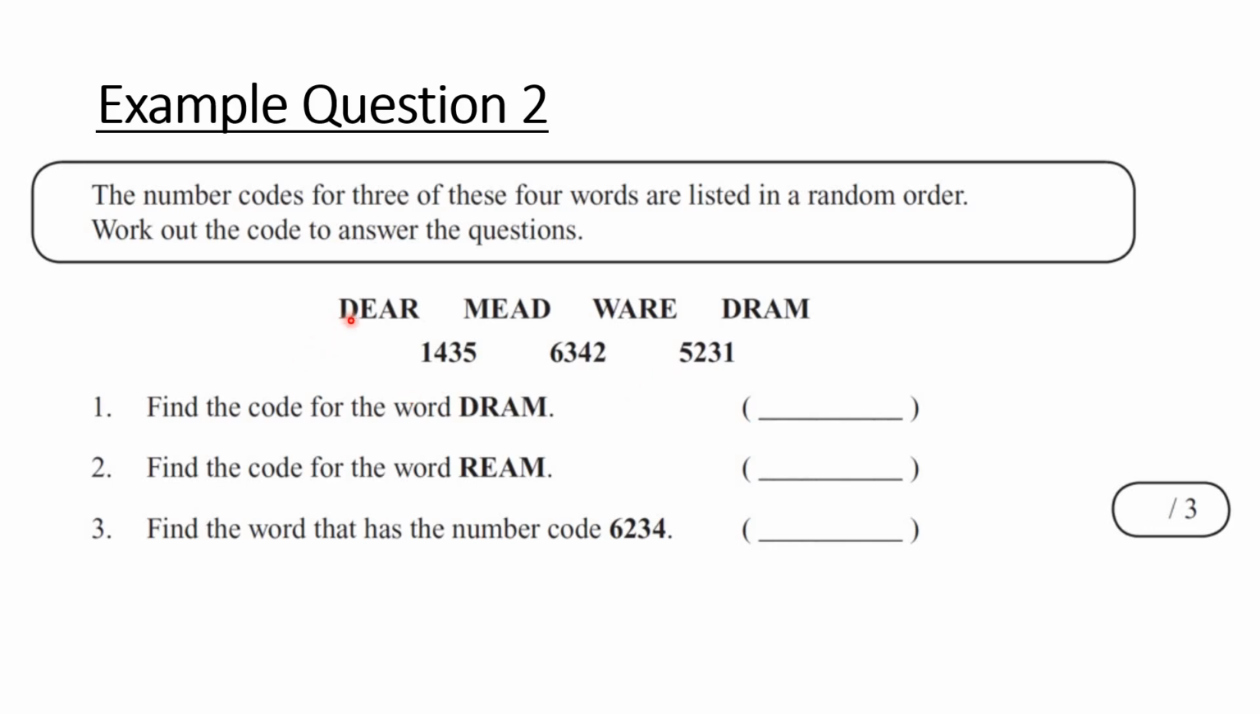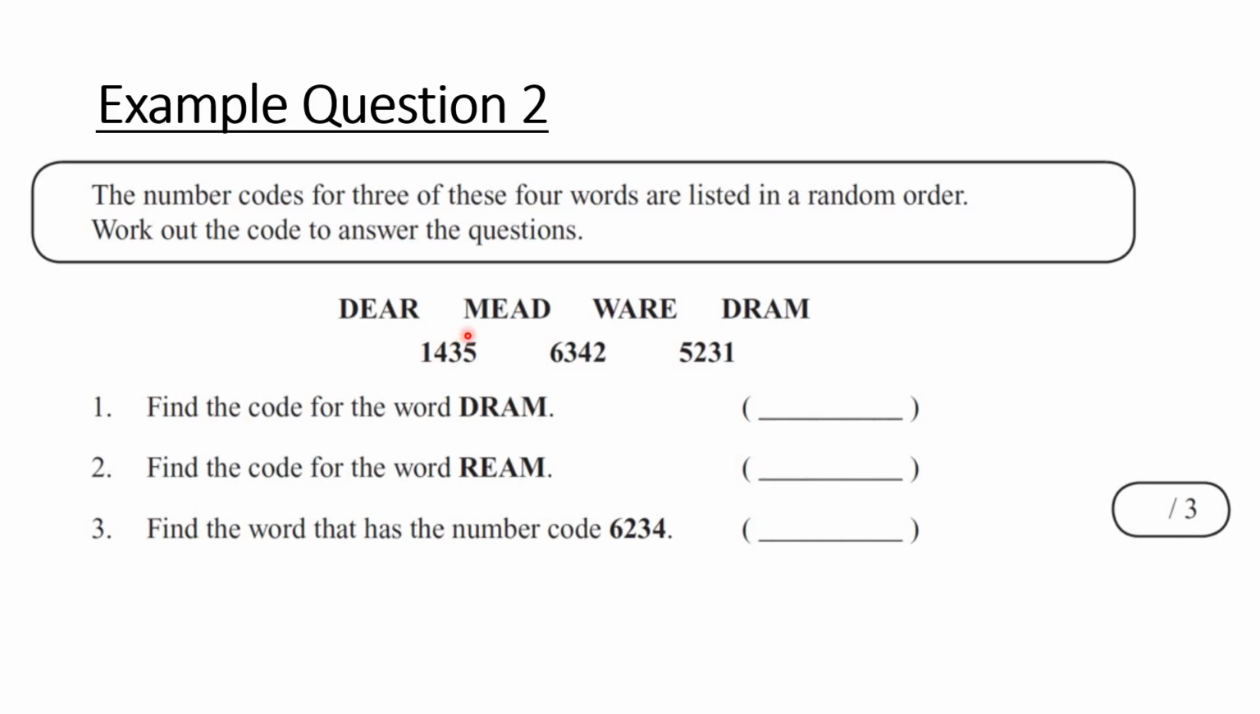So let's say if D, is there any other word ending in D? Oh yeah, there is. There's mead. But is there any word beginning with R? No, there isn't. So it can't be D. So let's move on to mead. So let's say mead is 1.